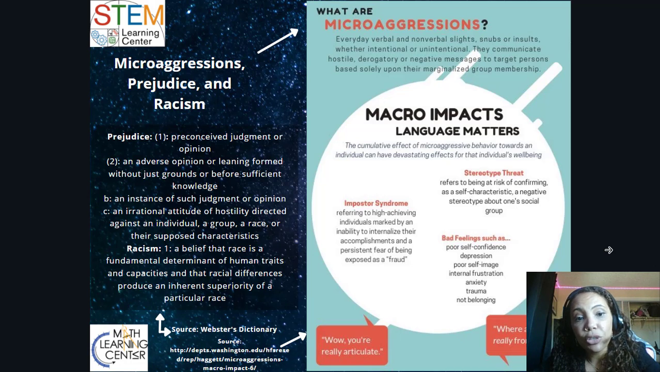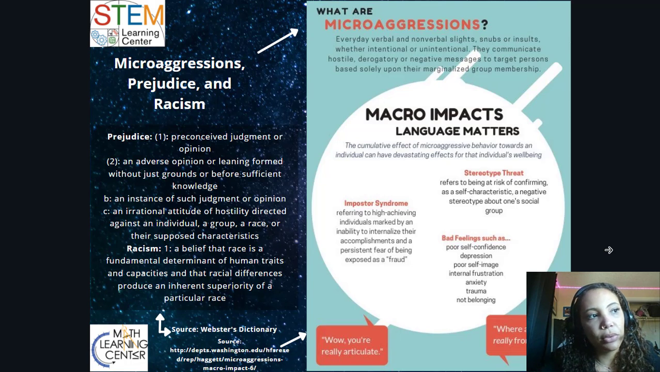Prejudice, preconceived judgment or opinion, an irrational attitude of hostility directed towards an individual that's part of a specific group, race, or their supposed characteristics. Racism, the belief that race is a fundamental determinant of human traits and capacities, and that racial differences produce an inherent superiority of a particular race. This is something that may not be intentional, but through that, the outcome is the same.